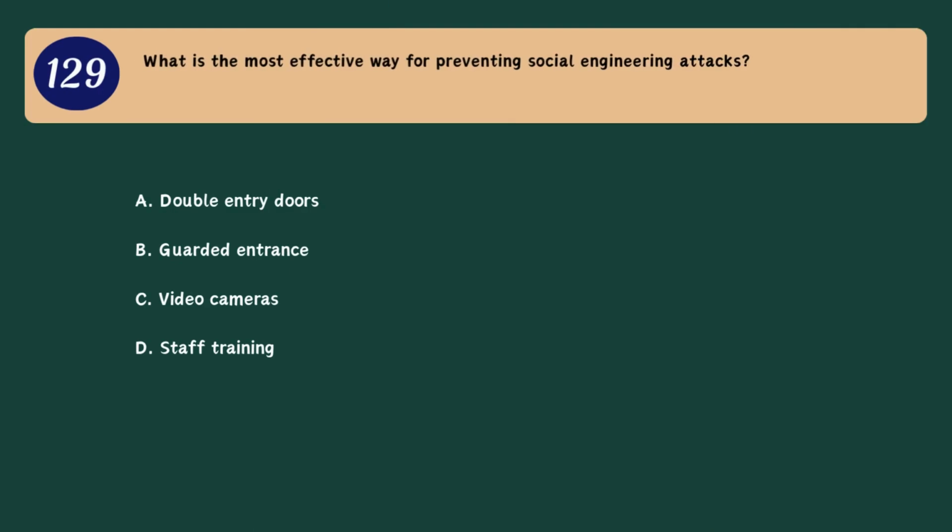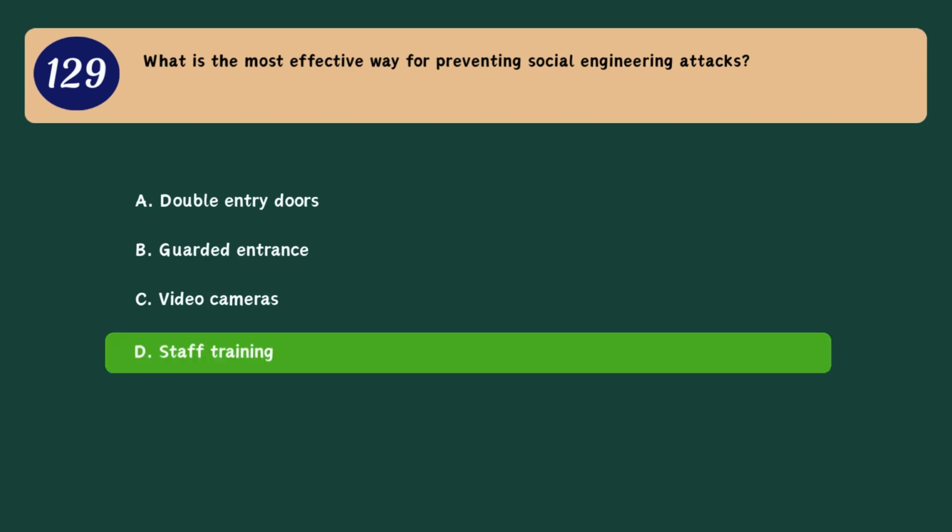Question 129. What is the most effective way for preventing social engineering attacks? A. Double entry doors. B. Guarded entrance. C. Video cameras. D. Staff training. Correct answer. D. Staff training.